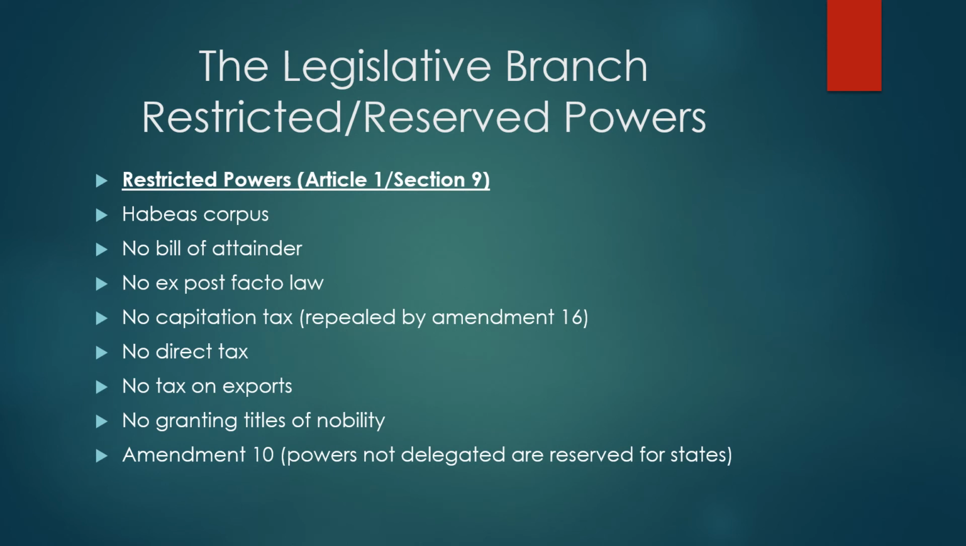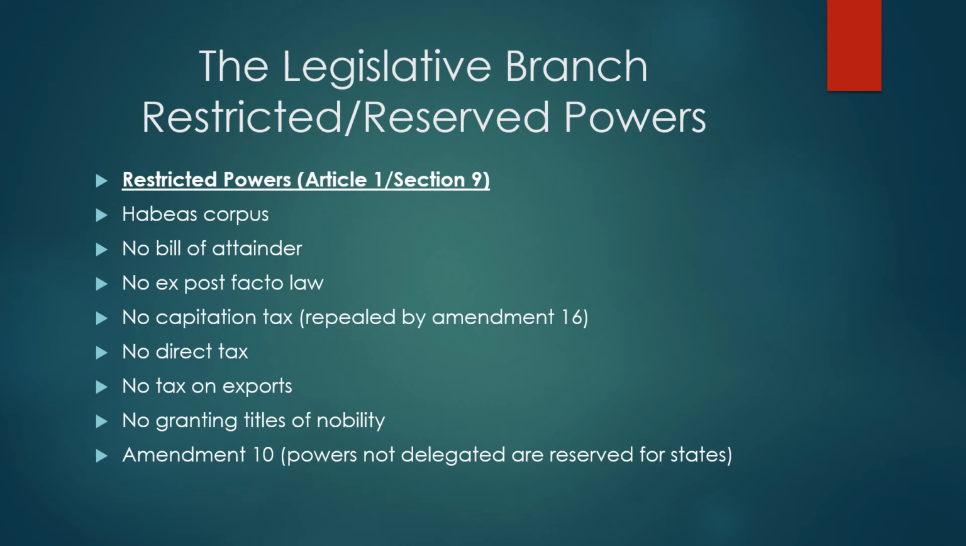So with regard to the legislative branch, there are also in the Constitution restrictions on the legislative branch, and there also is this concept of reserved powers. Article 1, Section 9 has a list of restricted powers, things that Congress can't do. Congress can't suspend habeas corpus, which is the right to trial by jury. Congress can't pass a bill of attainder, which is to convict somebody of a crime without a trial. Congress can't pass an ex post facto law, which is a law that makes something illegal after the action was committed and then prosecute somebody for it.